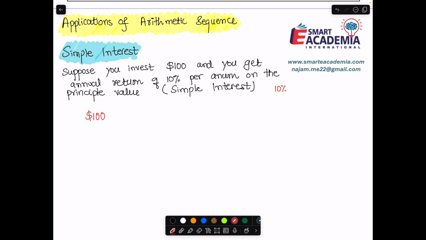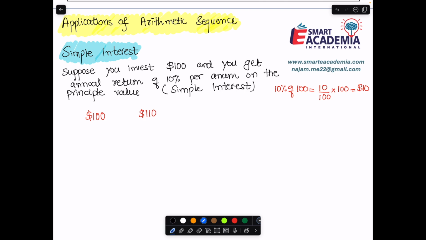So what is 10% of 100? We can simply calculate by converting percentage to fraction. Multiplying with the principal amount, we get $10. So $10 is the return that we will get every year. So in the next year we get $110.